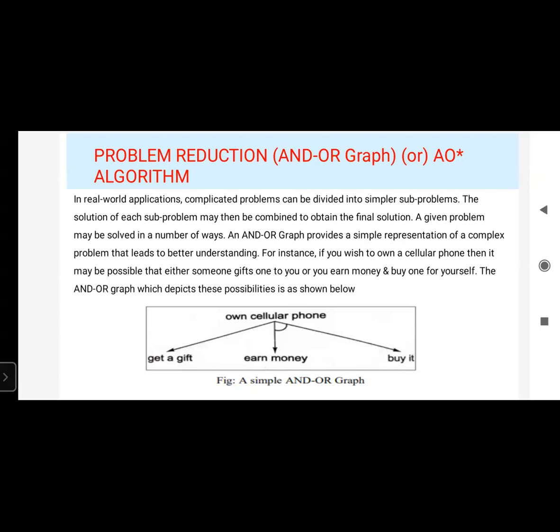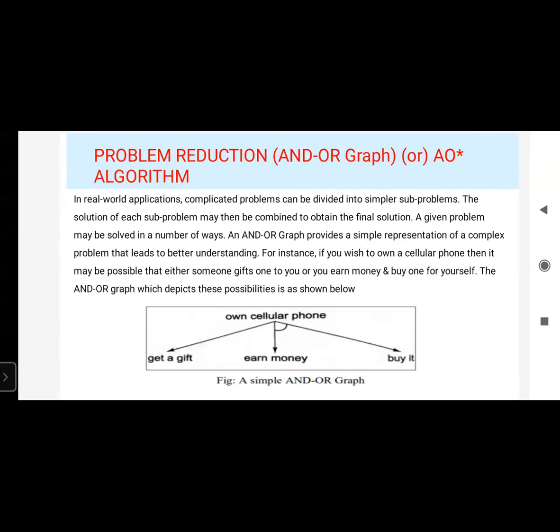Suppose I want to have a cell phone. I need a cell phone. How do we get a cell phone? Either somebody can gift that cell phone to me, or else I can have some money and using that money I'm going to purchase a new mobile phone. Two ways: one is as a gift, or else purchasing. Gift or purchase. That's it. Okay, two ways.